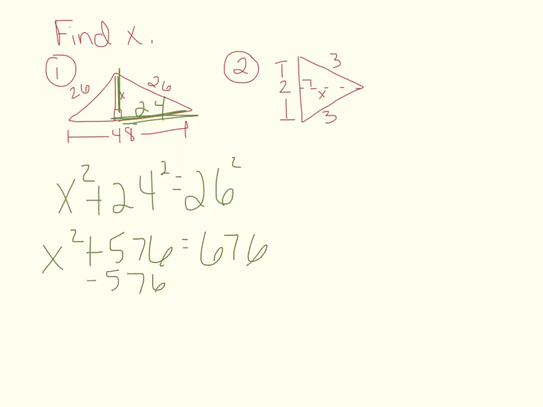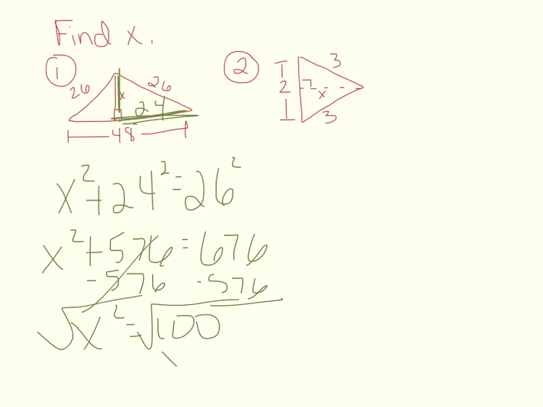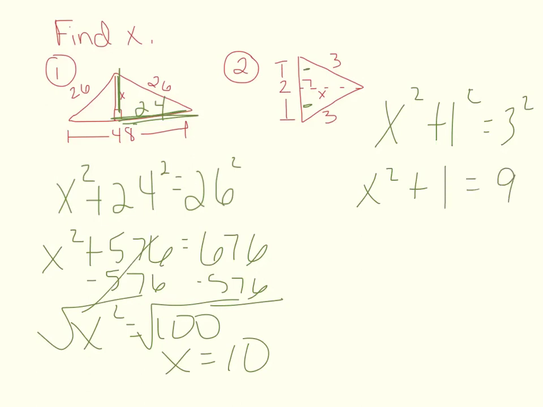Subtract that from both sides. So x squared equals 100, square root of both sides, so x would equal 10, because the square root of 100 is 10. Alright, number 2, we know that the entire thing is 2, and since both of those sides are the same, that means each of these sides is 1. So we'd have x squared plus 1 squared equals 3 squared. So x squared plus 1 equals 9, minus 1 from both sides. X squared equals 8.